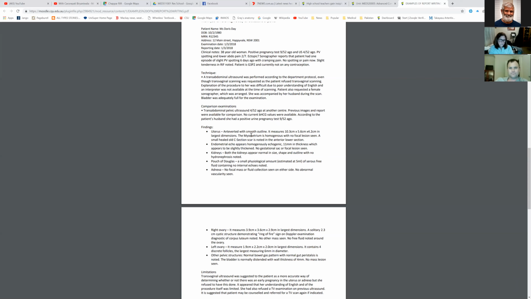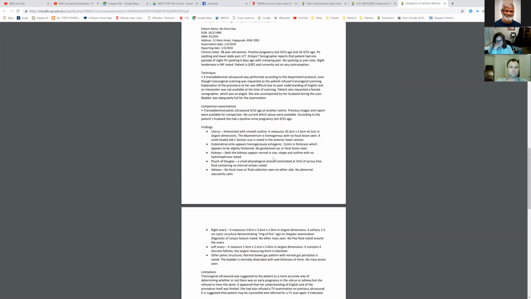Findings: uterus, and it gives the size in largest dimensions. Myometrium is homogeneous, no focal lesion. Small, healed, old C-section scar is noted in the anterior lower section. Fine, you have given more information about the uterus itself. Endometrial echo, I would use the word stripe rather than echo, appears homogeneously echogenic, 11 millimeters in thickness, which appears to be slightly thickened. Again, I would not use the word slightly here. No gestational sac or focal lesion was seen.